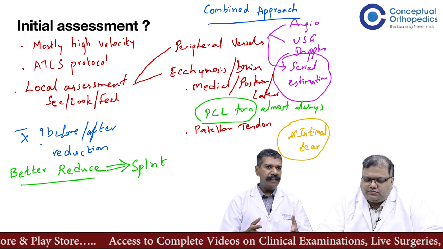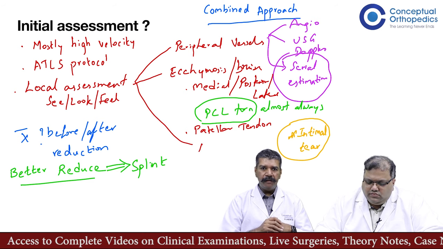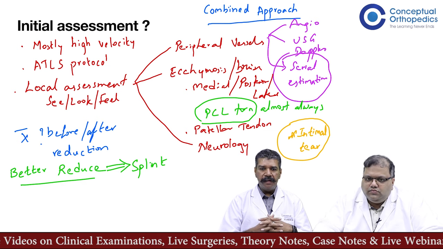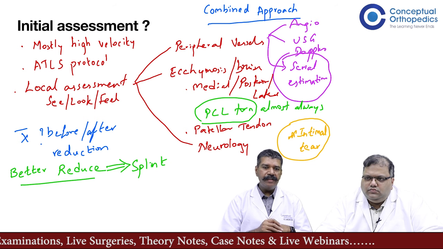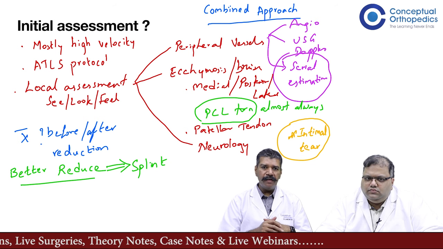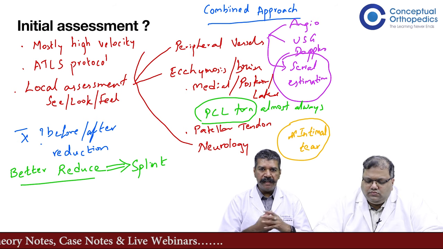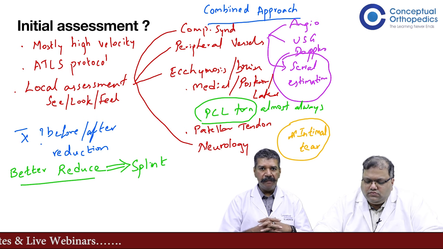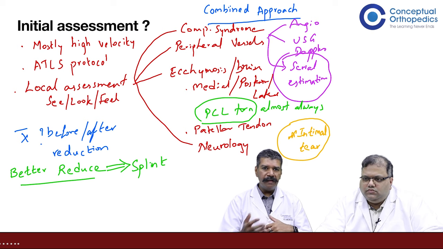So standard neurological examination, assessment of sensations, particularly in the autonomous zone of the common peroneal nerve, and that forms a part of the standard neurology, looking at the EHL. So these basic examinations will establish the presence of any neurovascular injury. As you rightly said, compartment syndrome can just be assessed on the basis of palpation. Formal compartment pressure measurement is available in very, very few centers, and I honestly have no exposure to any center wherein formal compartment pressure measurement is available.